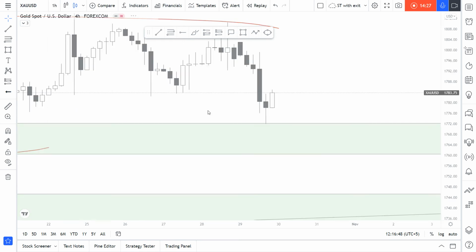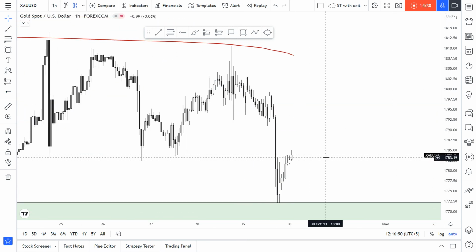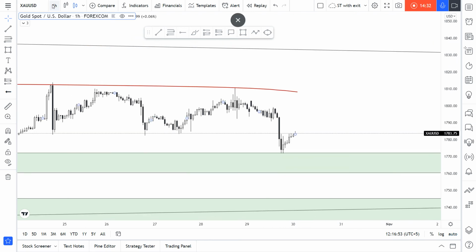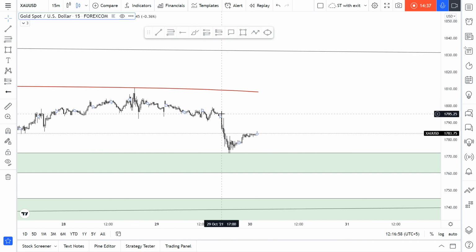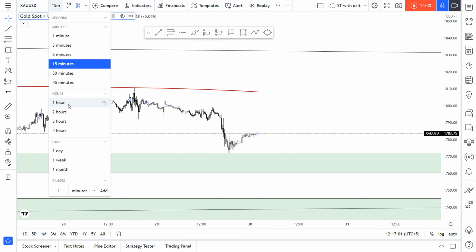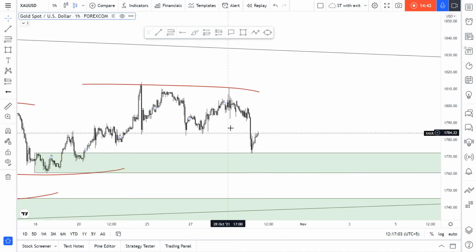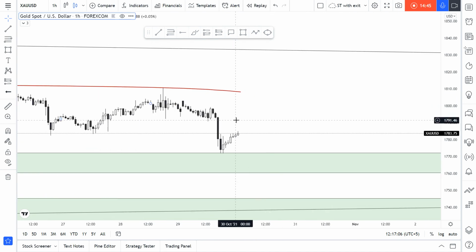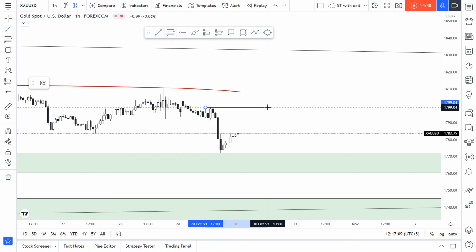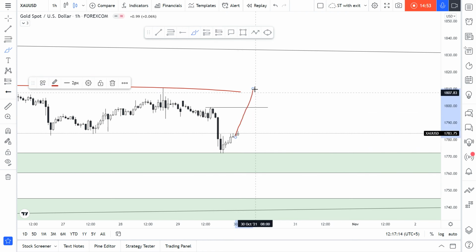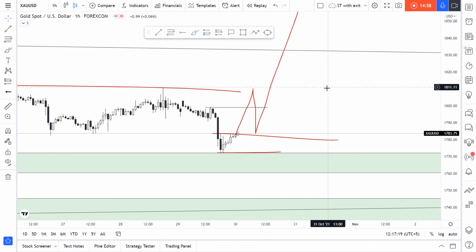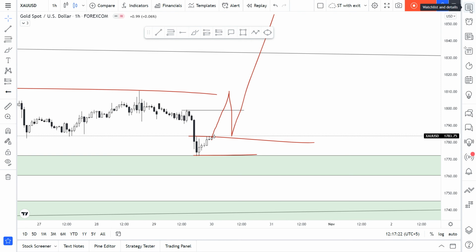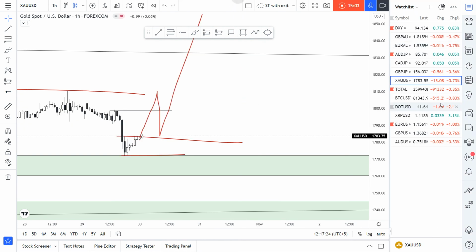When the price comes to the daily level, we should go to the lower time frames, the 1 hour or 15 minutes, and look for a break of structure. For the price to go up on the lower time frame, we should break this high. We're going to break this high, then correct down, mitigate the order block, and then go up. This is the outlook on gold.